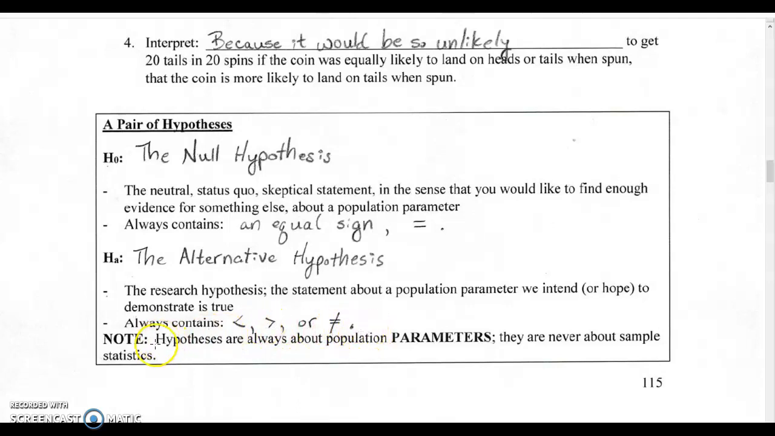And remember, as we go forward, the hypotheses are always about population parameters. They are never about sample statistics. We're always hypothesizing about the population parameter.